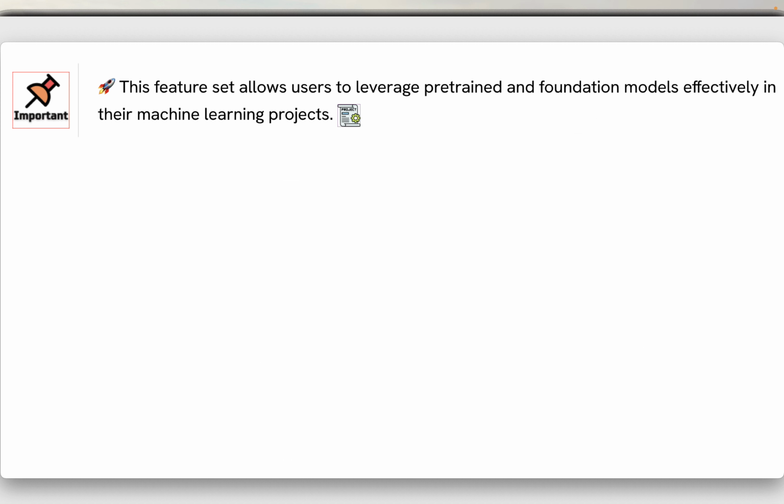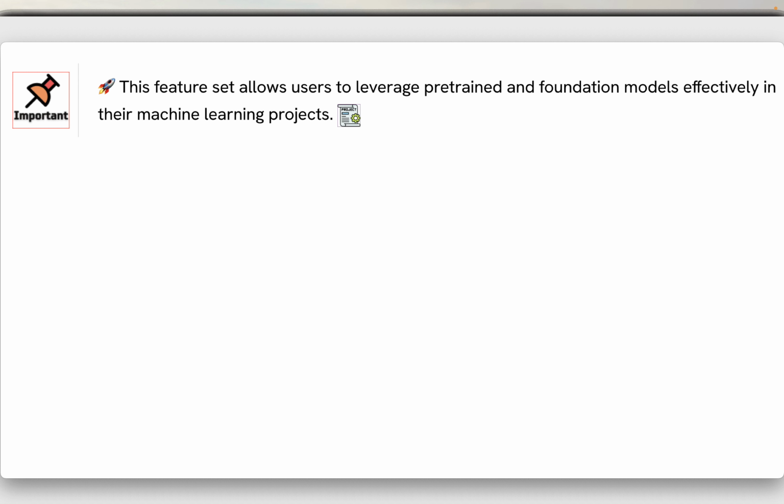Important, this feature set allows users to leverage pre-trained and foundation models effectively in their machine learning projects. So let's say you work for a client and they want to use an open source model like Llama 3 70B. You can train it on SageMaker, for example, with the client data, and you can deploy it there. Basically, in JumpStart you will see all this.